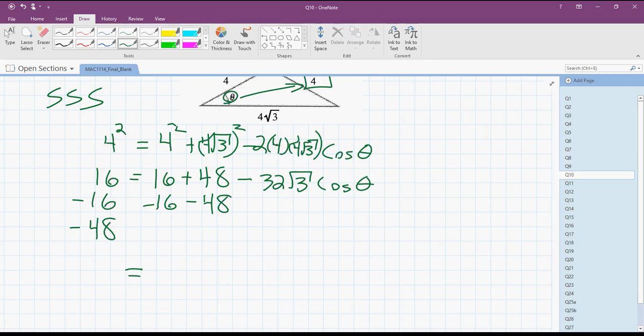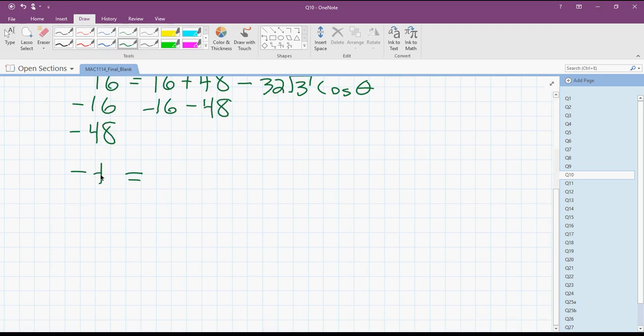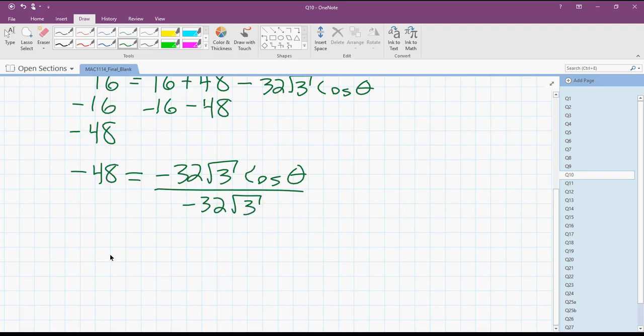So what do we get on the left-hand side? Negative 48. Perfect. And on the right side, we still got negative 32 square root of 3 cosine of theta. Now what are you going to do? Yeah. Divide both sides by the negative 32 square root of 3.